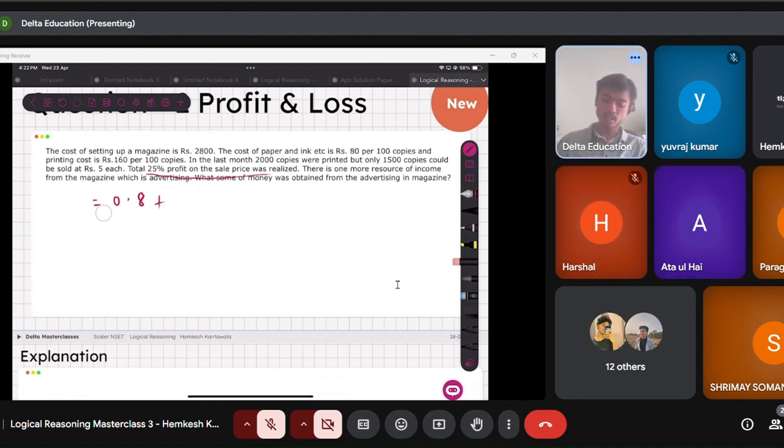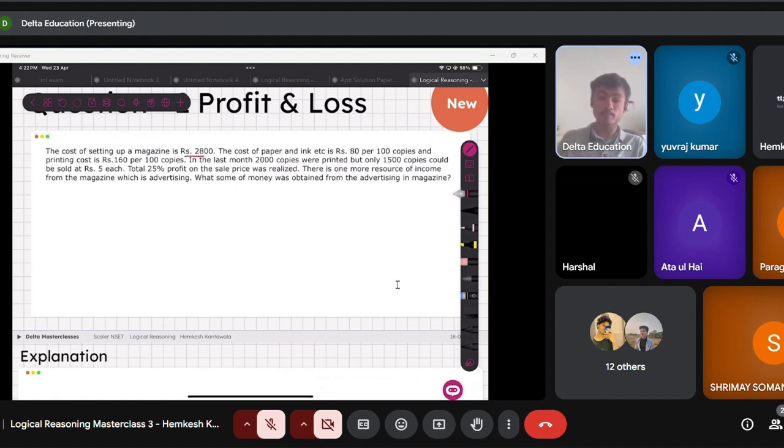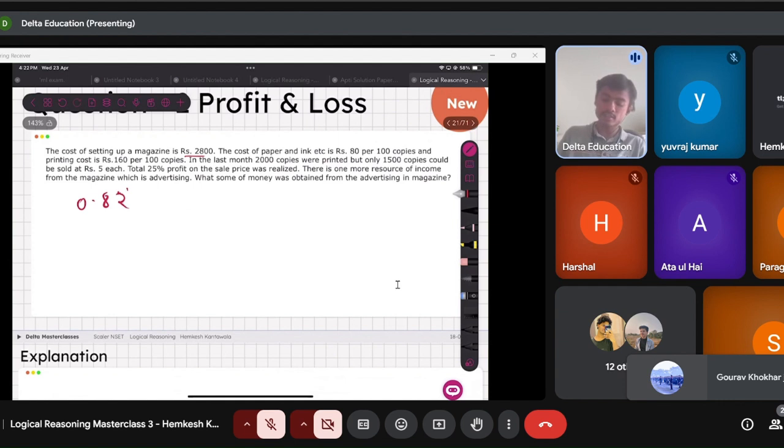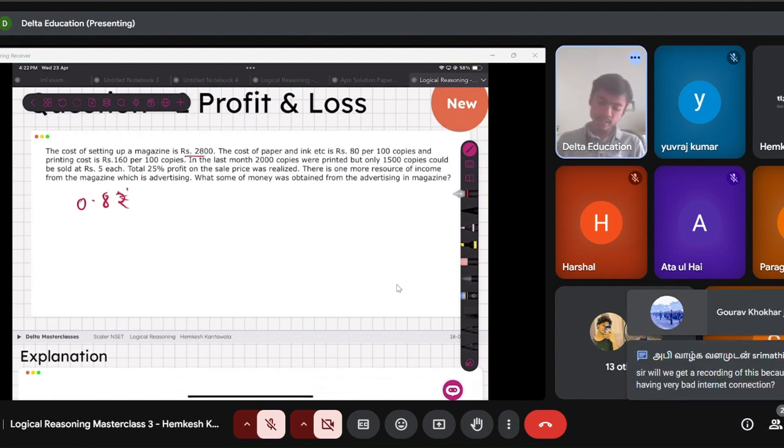Okay, yes, you are correct. Let me also solve this. So what the question is saying is that the cost of setting a magazine is rupees 2,800. The cost of the paper and ink is rupees 80 per 100 copies. So the cost per copy would be 0.8 rupees, correct? So it is 80 by 100, which is 0.8. This is the ink cost.